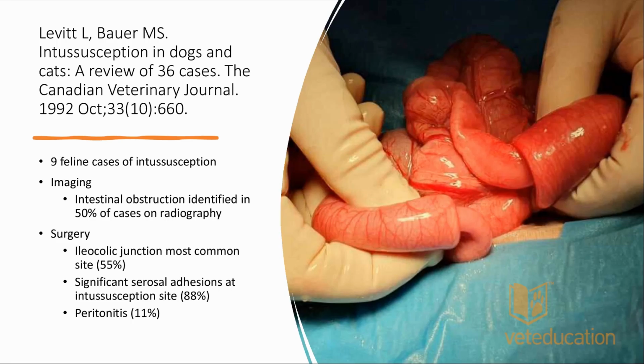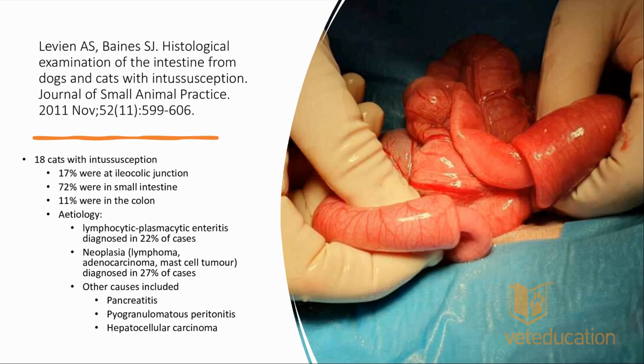But there were oftentimes significant serosal adhesions at the intussusception site. So there was a lot of adhesions from surrounding intestines at that intussusception site, and 11% of these cases had peritonitis. There was another study here looking at histological examination of the intestine of dogs and cats with intussusception, of which there were 18 cats.